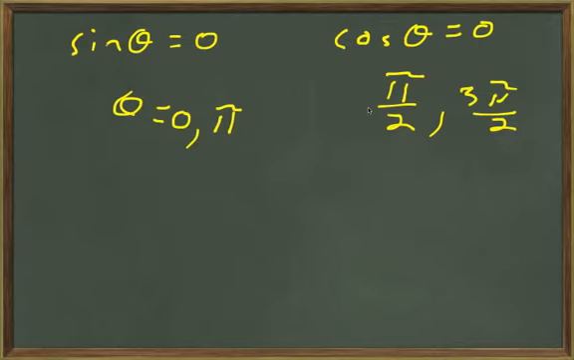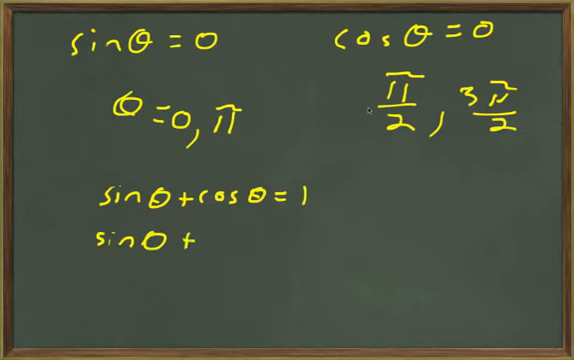Now, one last thing that we need to do is double check. Let's first plug in the 0. So we had sine theta plus cosine theta equal 1. If we plug in a 0, that gives us sine 0 plus cosine 0 equaling 1. Based on our unit circle, sine 0 is 0, cosine of 0 is 1, and 0 plus 1 does equal 1. So 0 works.